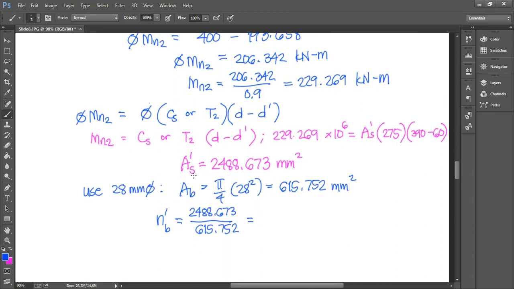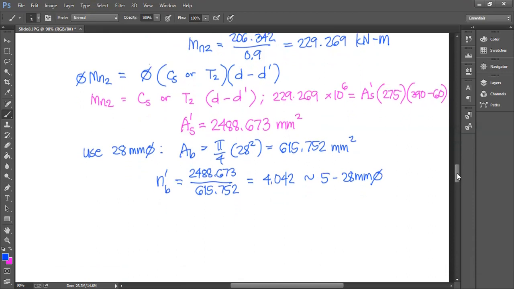So doon sa handouts mo na din. So ngayon, ang nakuha nating number of bars is equal to 4.042. Let us consider this as 5 28 mm diameter, kasi yung 0.042 is considered as 1. Hindi ka pwede mag-round down kapag reinforcement details ang tinitingnan mo ngayon.